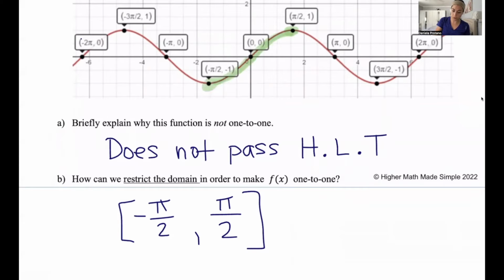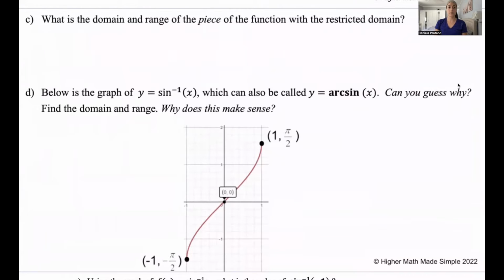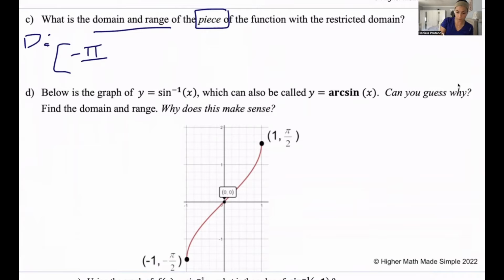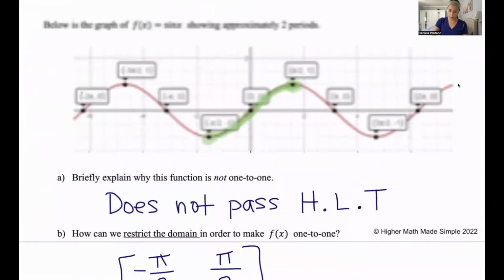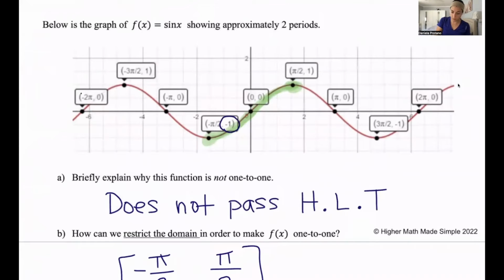Okay, so we have now made this function one-to-one, and I'll just leave this highlighted here. So what we're going to do is graph the inverse. The next question is, what is the domain and range of that arc of the original function with that restricted domain? I'll put D for domain here: it is between negative pi over 2 and positive pi over 2. And if we look at the range, the set of y values here, it's between negative 1 and positive 1.